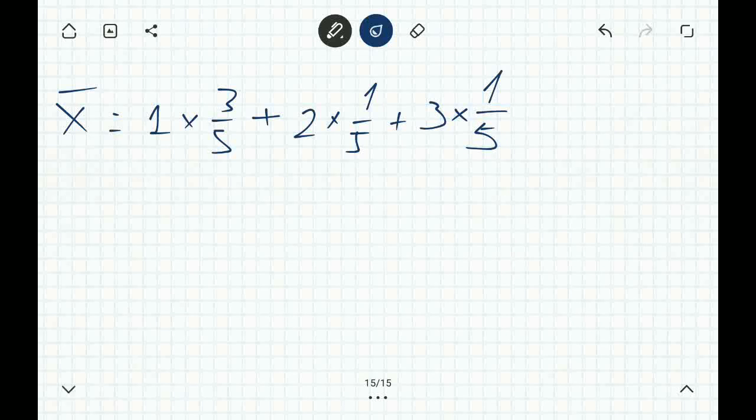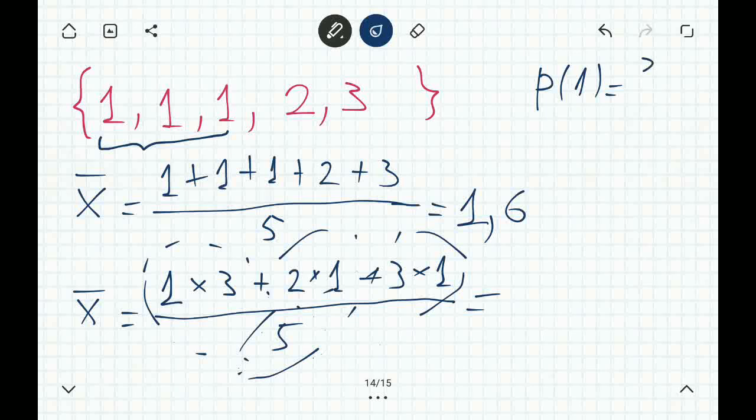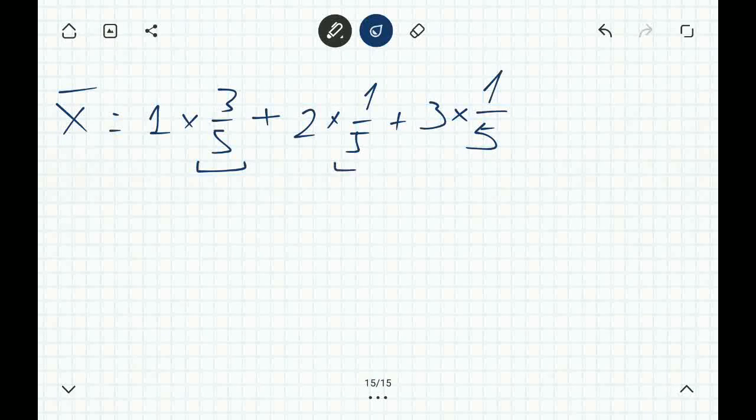So let me take a step back and look at our data. What if this is the outcomes of some random event? So you can have 1 in 3 different ways, you can have 2, or you can have 3. Then I see that I have 3 outcomes which yield me 1, and I have 5 total outcomes, and that means that probability for 1 is 3 over 5. And using just the same logic, probability for 2 is 1 over 5, and probability for 3 is 1 over 5. So what we have here, these numbers, they are in fact probabilities for corresponding entries.